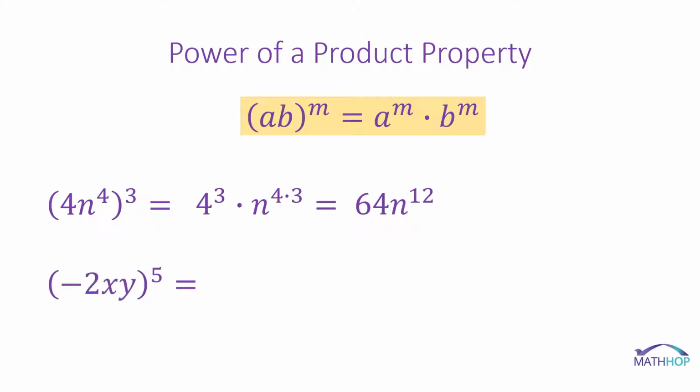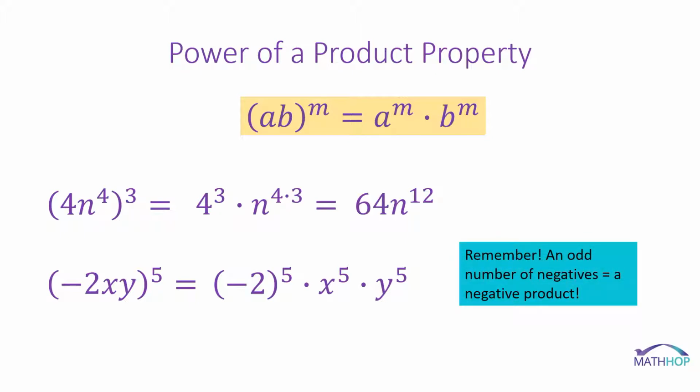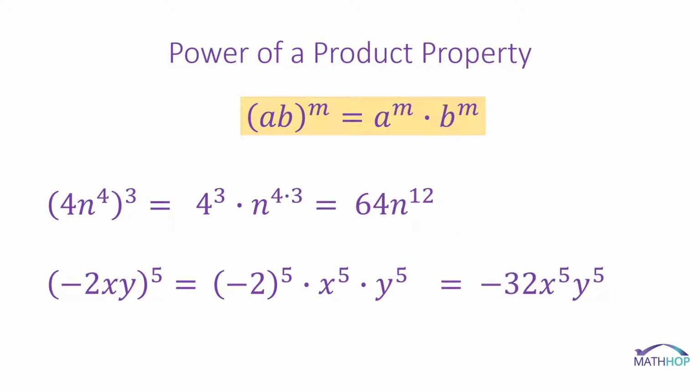One more. All right, so we have negative 2xy to the 5th. So 3 factors. Negative 2 is within the parentheses, x is within the parentheses, and y is within the parentheses. They are all being multiplied, so that is 3 factors being raised to the 5th power. We break it out, it looks like this. Negative 2 to the 5th times x to the 5th times y to the 5th. Remember when you're multiplying, if you have an odd number of negatives, you have a negative product. So negative 2 to the 5th is going to be negative 32 to be exact. So you get negative 32 times x to the 5th times y to the 5th.